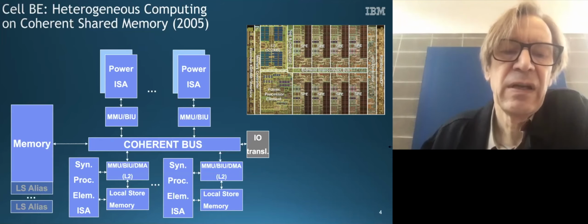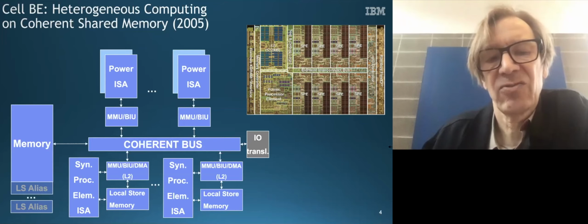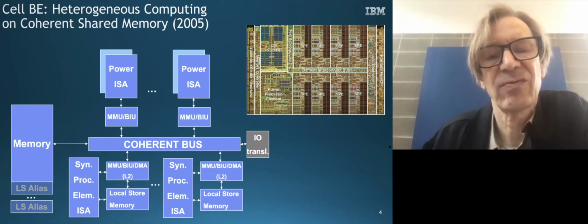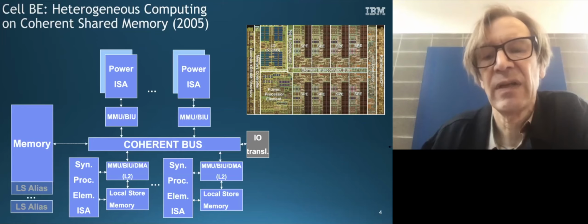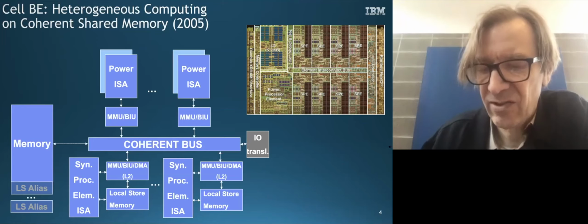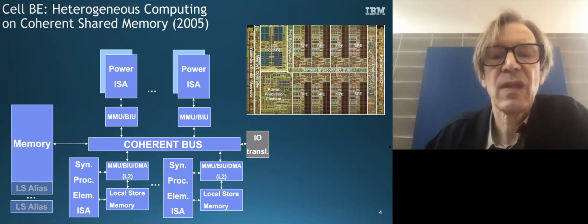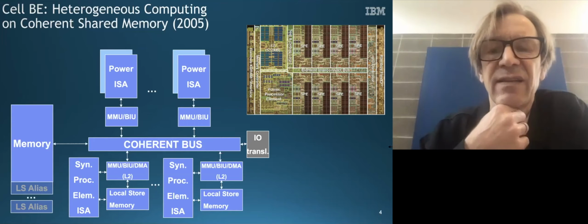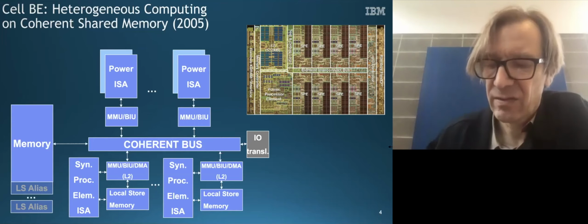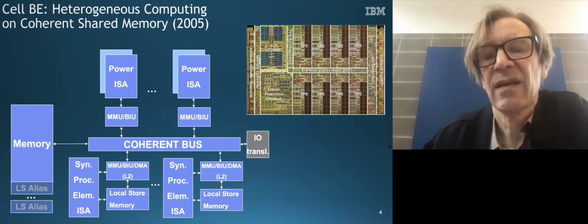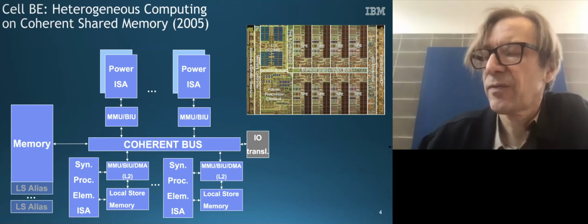And therefore, synergistic processing elements could do things like take data or tasks from a shared queue. And that was actually quite essential to the efficiency of the overall system. You also see a little box on the right labeled IO translation, which normally is handled separately because IO adapters tend to have a more limited view of system memory.